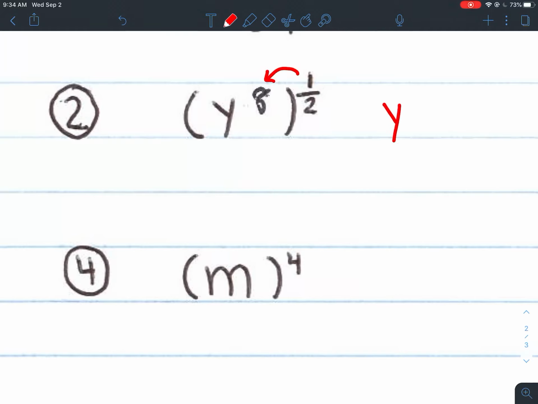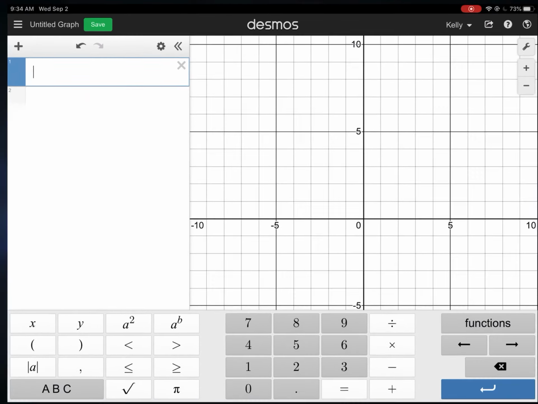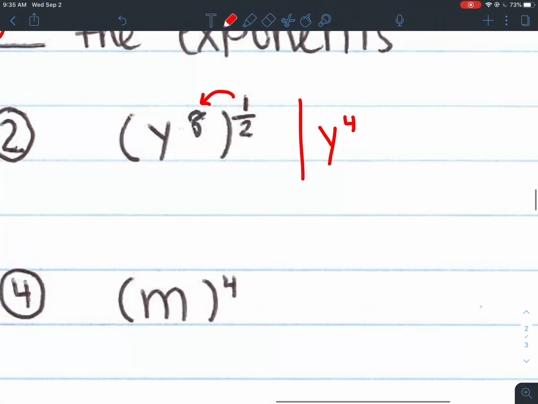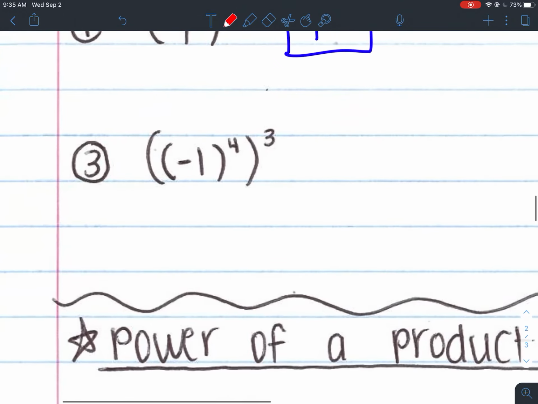multiply. So I have y, and then 8 times 1/2, not 8 plus 1/2. 8 times 1/2 is going to give me 4. And again, you can always pop that into Desmos. 8 times 1/2, and you get 4. So y to the 4th is my simplified expression. Okay, moving on to number 3.